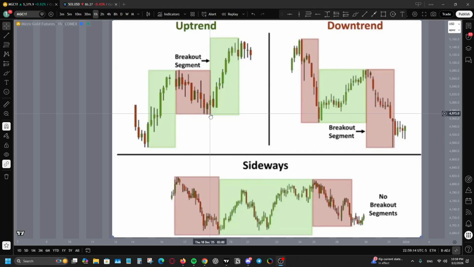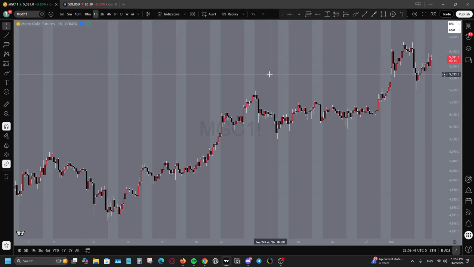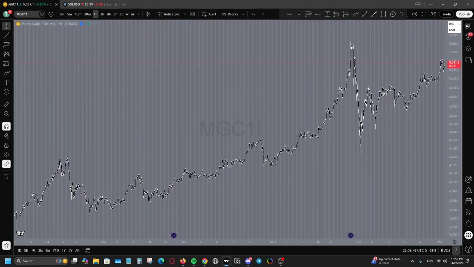But here's what I need you guys to keep in mind. Every uptrend has a breakout segment. Every downtrend has a breakdown segment. And every sideways trend does not have a breakout segment. I'm going to show you the trends in the charts now in real life examples, because even though we've got the pictures here and they're very good, I want to break everything down to you guys. So let's get started here.